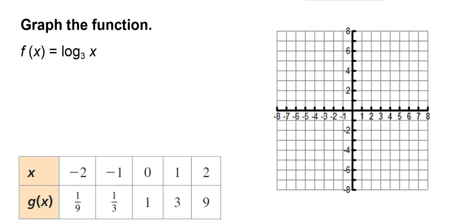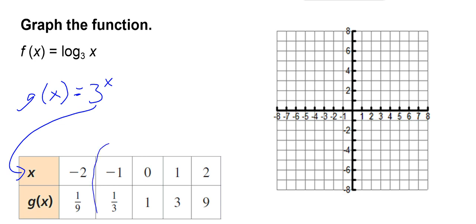Another idea here is looking at graphing this log base 3 of x. So again, I'm going to think about my inverse. My inverse I'm going to call g of x. So remember that my inverse is going to be 3 to the x. So here I have made my table already. So there's my anchor points. You can always do more if you want.